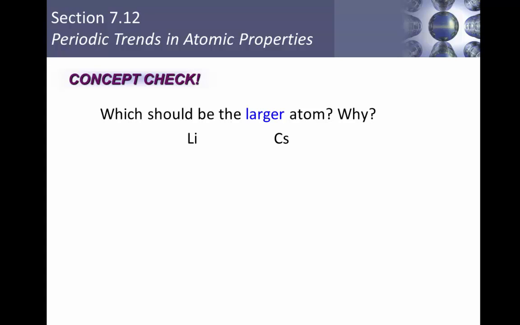Okay, which atom will be larger and why? And you would say cesium because it's further down in the family. It's gained more energy levels. Its orbitals are larger.